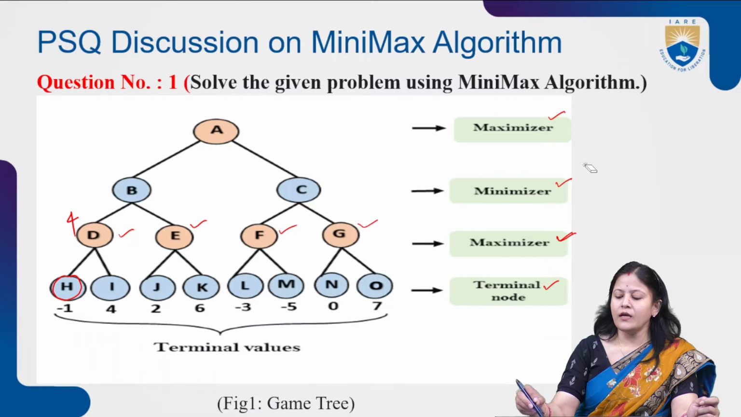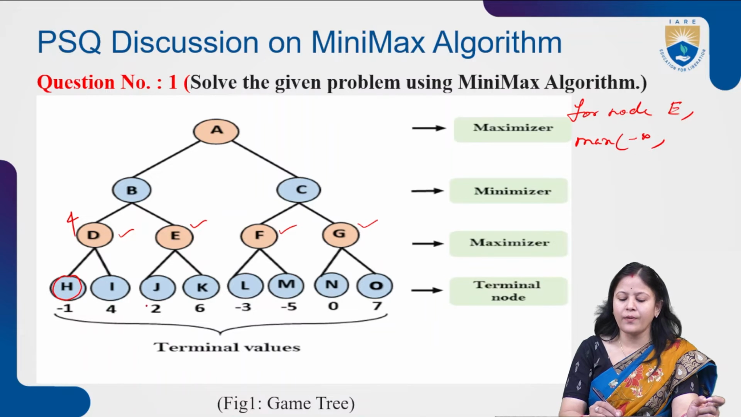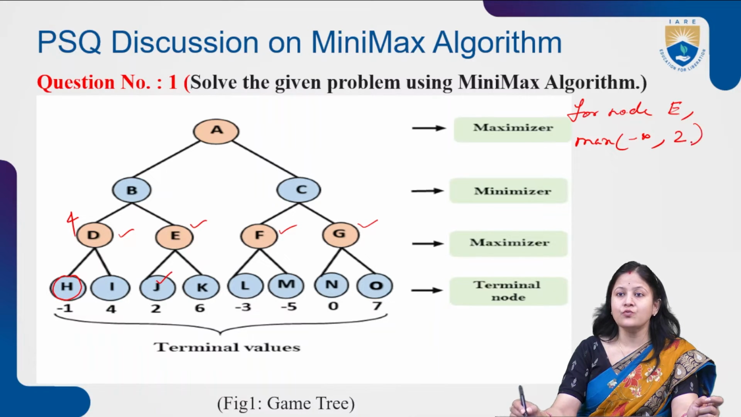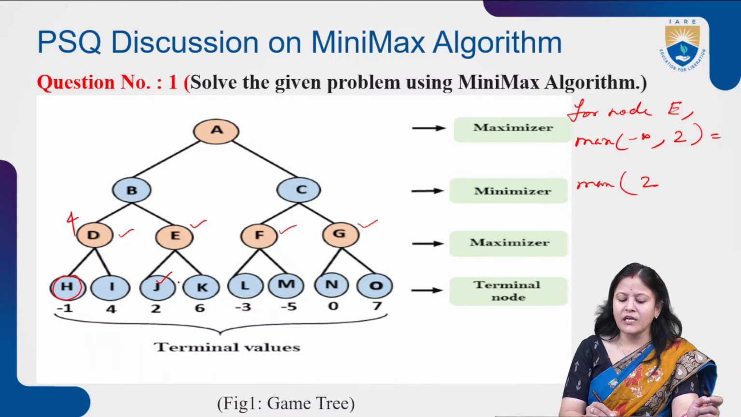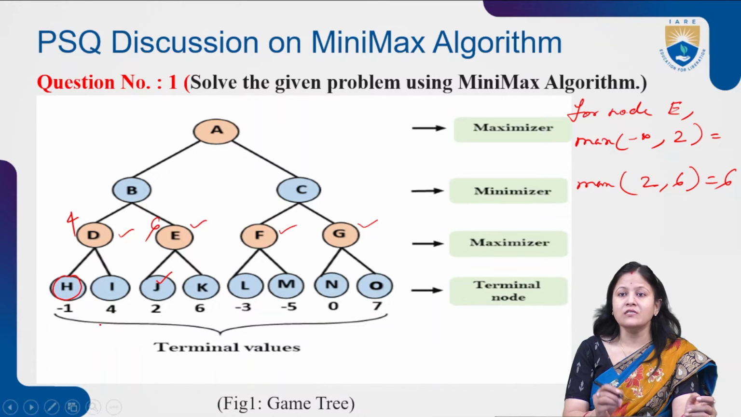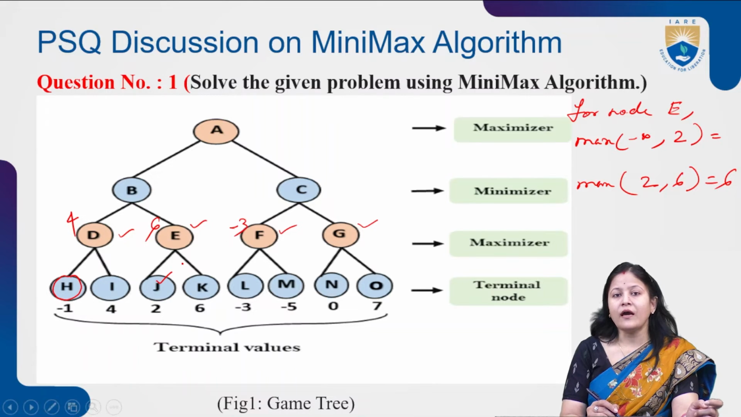Similarly, we can find the node value for E by comparing. For node E, we write max of minus infinity and the J node first, whose value is 2. So the maximum is 2 here. Again we find the max between J and K, meaning 2 and 6. The value is 6. In a similar way, for F we compare minus infinity and -3, which gives -3, then -3 and -5, which is again -3. So this is the value for F.